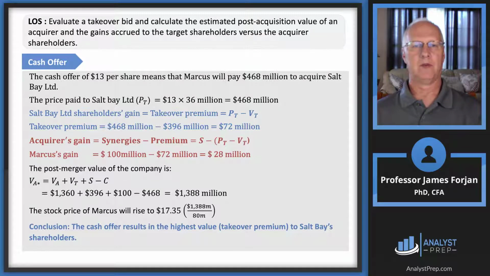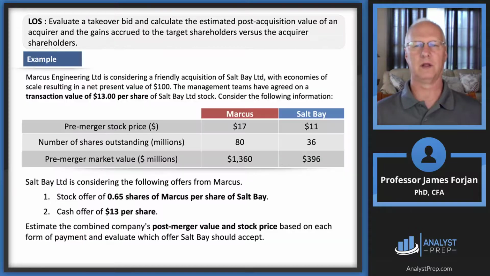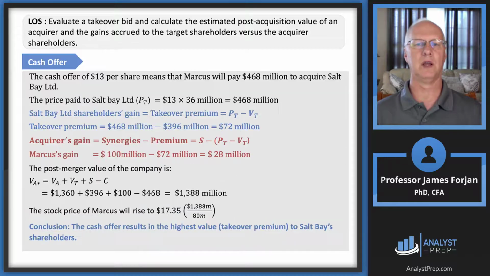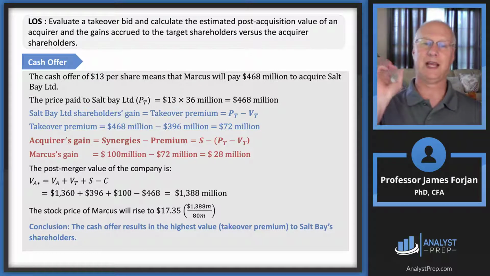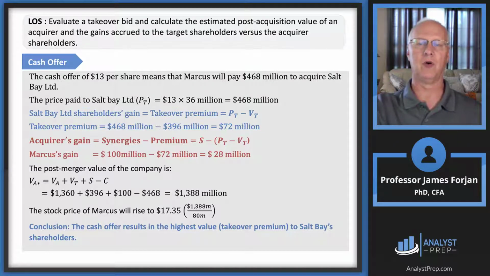All right, what that means is if we pay 13 million, right? And so let me just go back here quickly. So number of shares outstanding, Salt Bay, there's the 36 over on the right. So 13 times 36, so that gets us up to 468 million. So we're sending cash to those Salt Bay shareholders of 468 million. So our takeover premium is going to be that 468 minus the 396, and that gets us to 72 million.